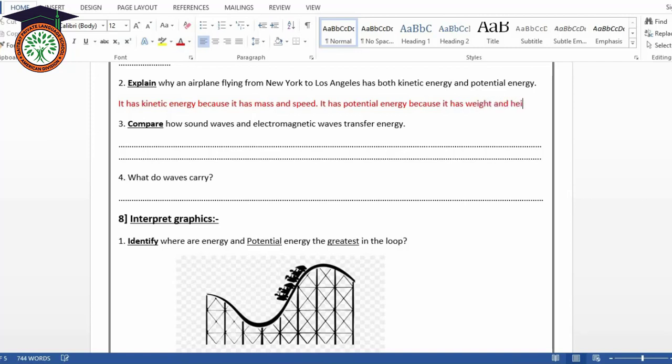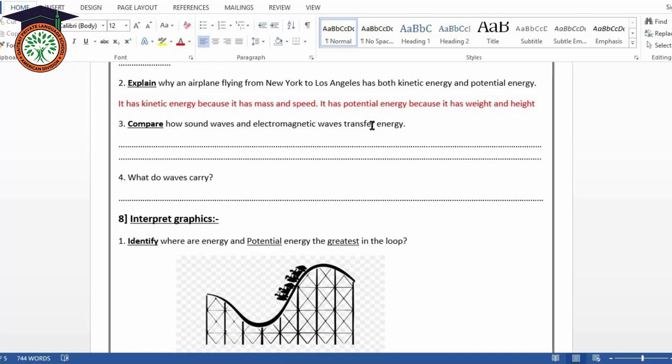And it has potential energy because it has weight and height. Excellent. So this will be the answer.